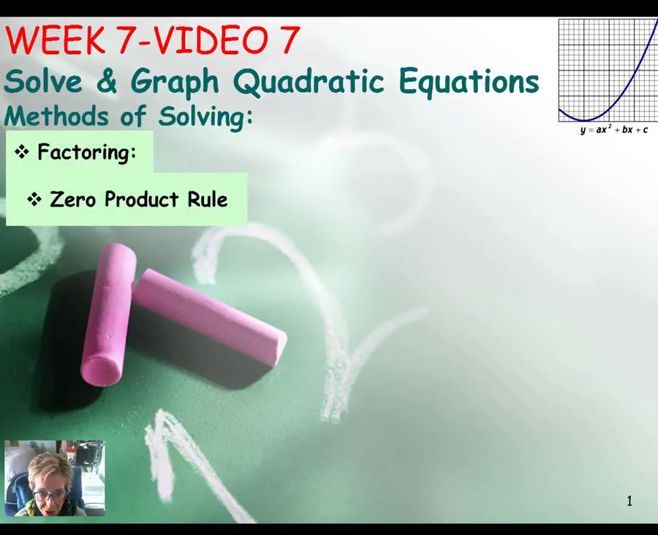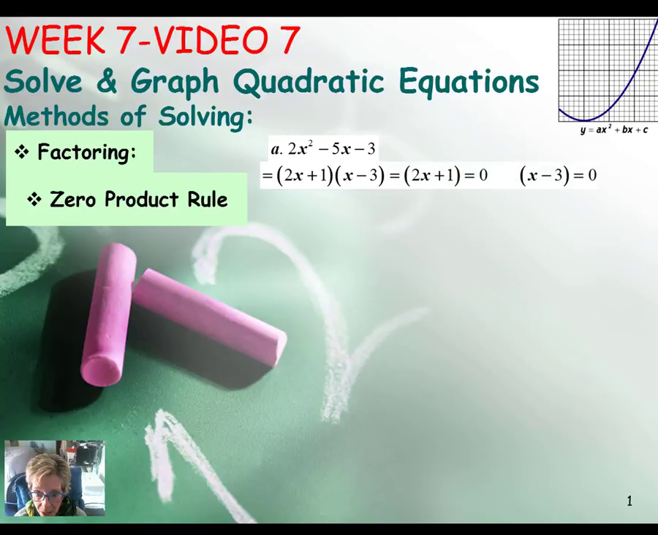The first strategy we're going to look at is factoring and the zero product rule. Our first example for a quadratic equation is 2x squared minus 5x minus 3. That factors into the quantity of 2x plus 1 times the quantity of x minus 3. We'll set both of those factors equal to 0 and solve for x, and we get the solution negative 1/2 and 3. We normally put the solutions to quadratic equations in braces.